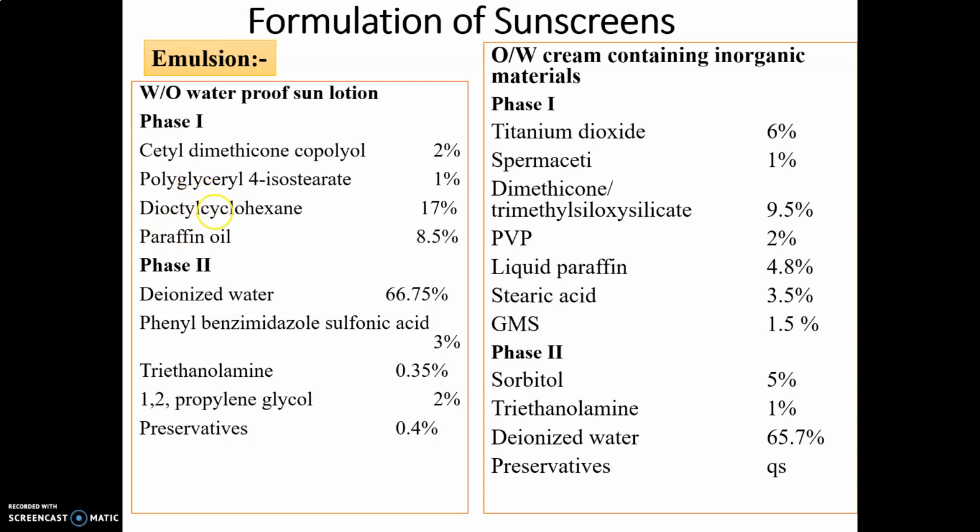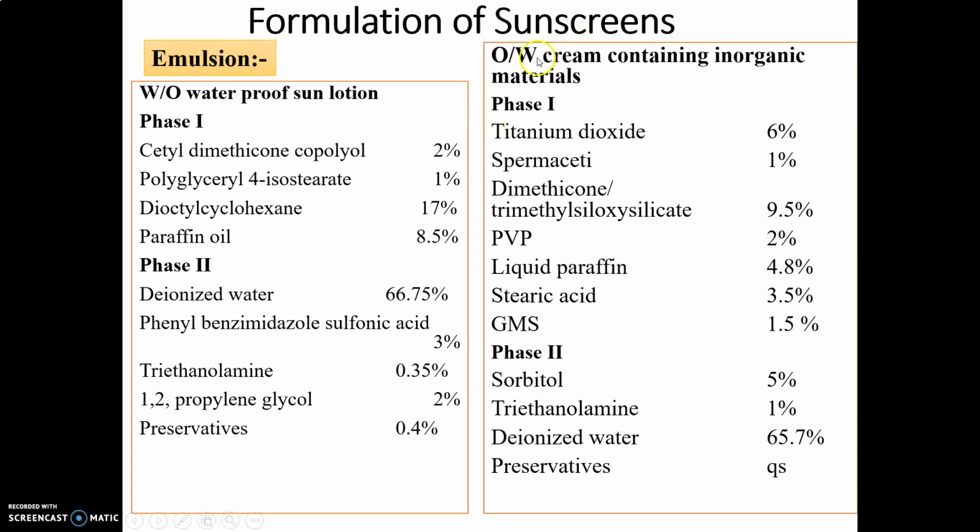Once both the phases reach the same temperature, mix both the phases together by a simple homogenization technique. And finally, when the temperature drops down to 30 to 35 degrees Celsius, you can add preservatives or the fragrance in the formulation. The pH of that particular emulsion is adjusted with triethanolamine, so it is acting as a pH modifier, or you can say the neutralizing agent here.